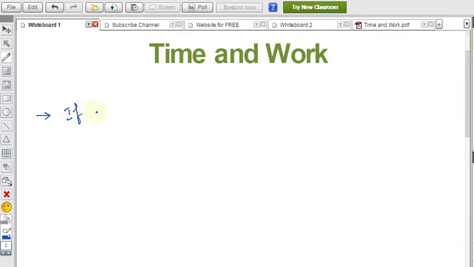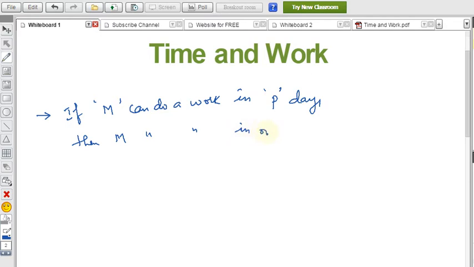if M can do a piece of work in P days, so I'm taking some letters, M can do a work in P days, then the same work is completed by M in one day, then M can do in one day 1/P. Okay, just I explained before.